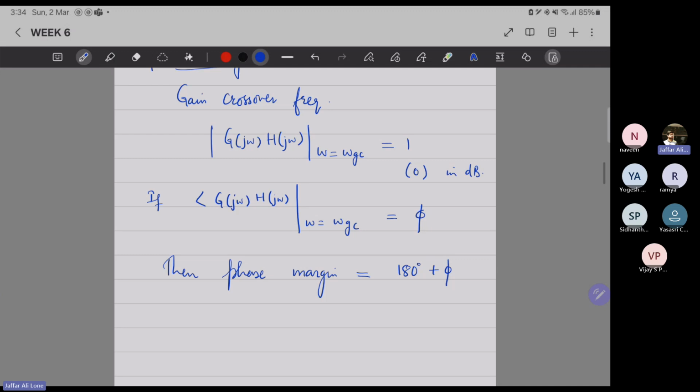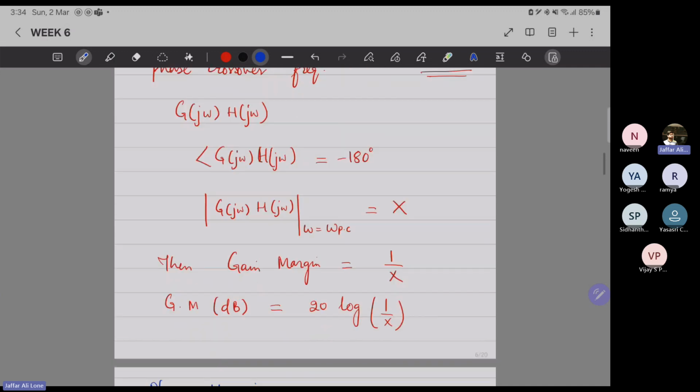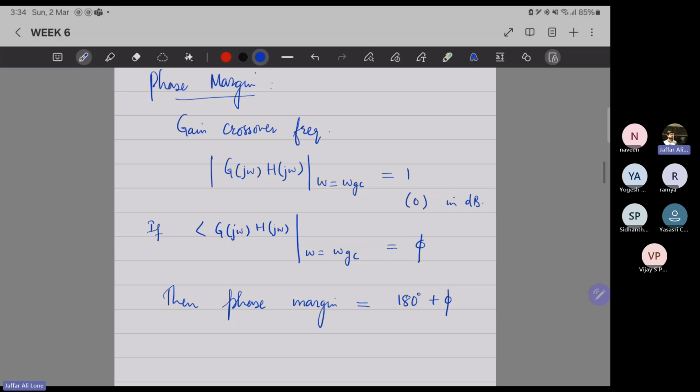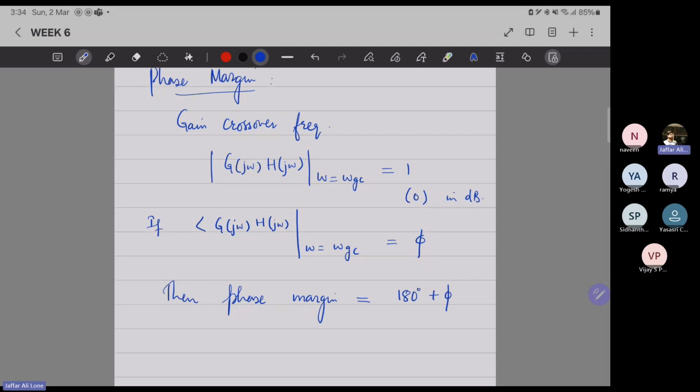So try to understand. Don't get confused. I'm again recalling. We have two terms: gain margin and phase margin, right? The definition remains the same. The amount of gain required to take a system to the verge of instability. Similarly, phase margin is the amount of phase required to take the system to the verge of instability. Gain margin is defined at the phase crossover frequency and phase margin is defined at the gain crossover frequency. So you should know what gain crossover frequency and phase crossover frequency are.